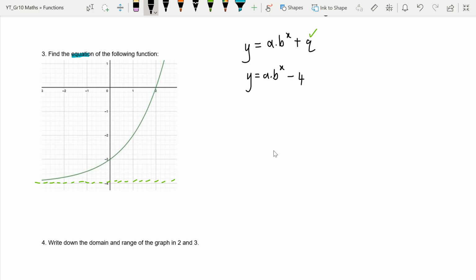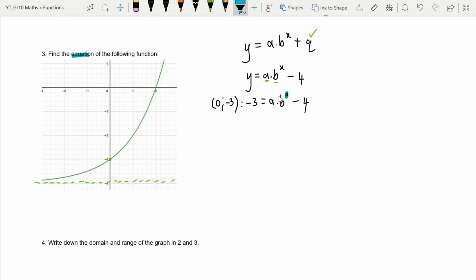Okay, so we found q. Now we still need to find our a and our b. The fact that there are still 2 missing parameters makes it quite challenging. But a good tip over there is to start by substituting the y-intercept in. And the reason why that is a good one is if we plug in that point 0 and minus 3, see what happens. In the place of y, there's negative 3, and then we've got a times b to the power of 0. Do you see why it's a good idea to plug in our y-intercept?